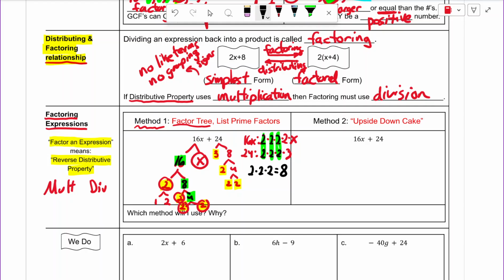Okay, so what do you do with this? Well, you take it out, you say 8 and 16x. How many 8s are in 16x? 2x of them. How many 8s are in 24? There are 3 of them. There's a plus sign there.